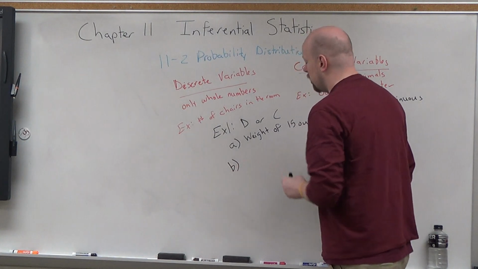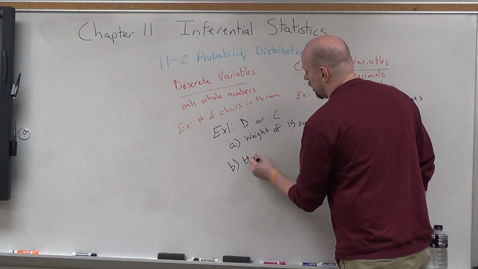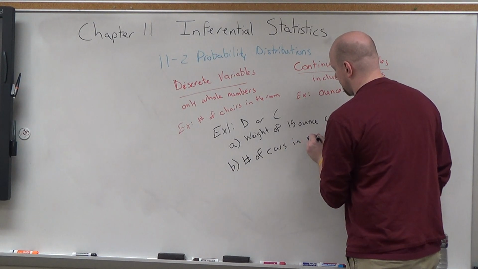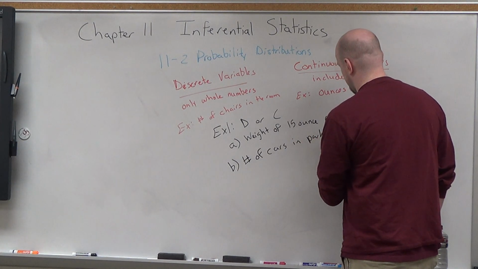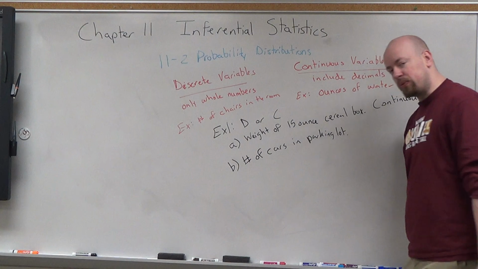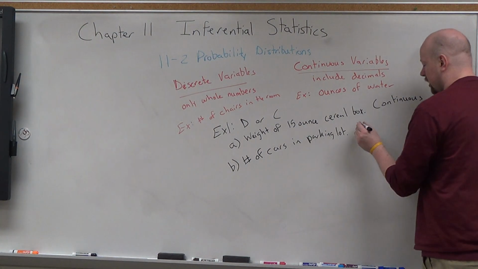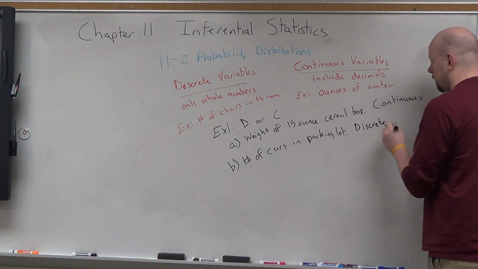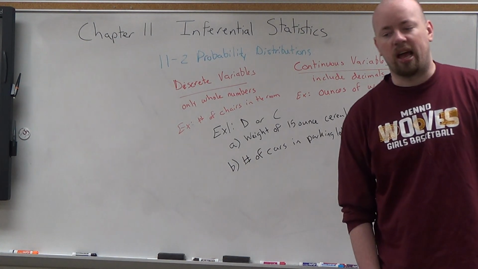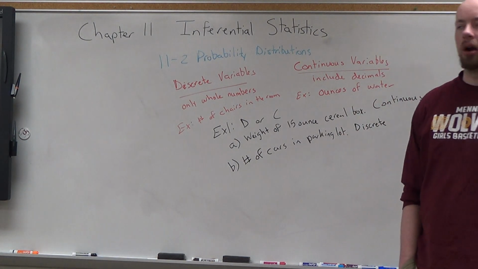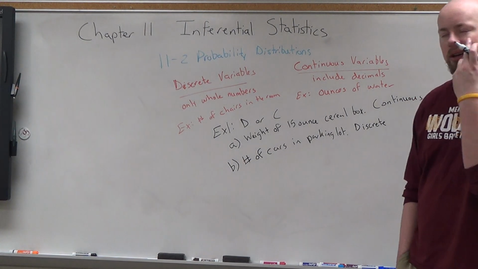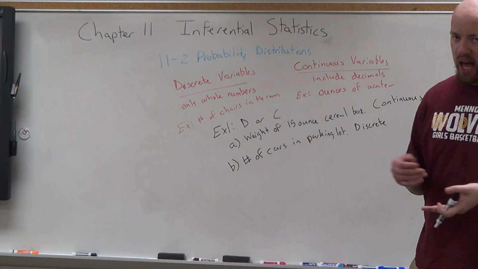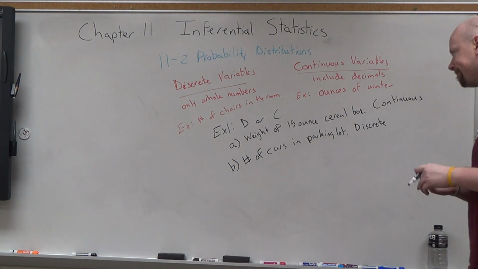Or B, the number of cars in the parking lot. Now this one would, again, naturally be discrete. We're not going to consider someone having an extra engine in the back of their pickup a percentage of a car. It's either a car or it isn't, so we'd only have whole number values for those cars.